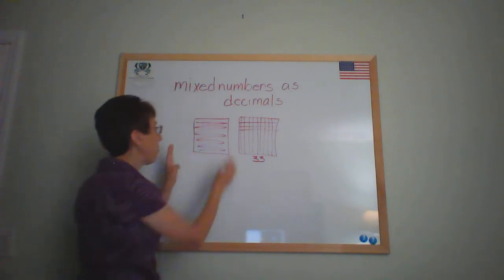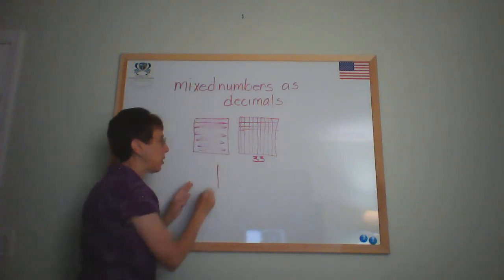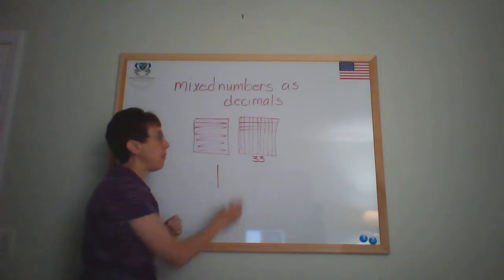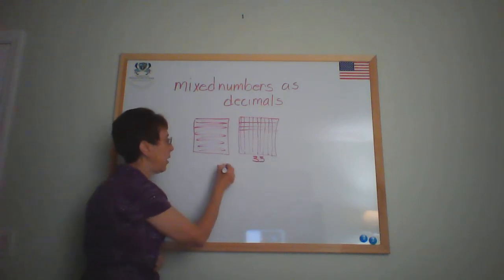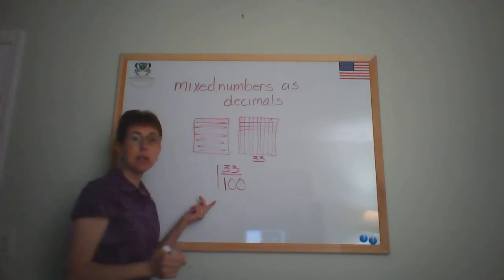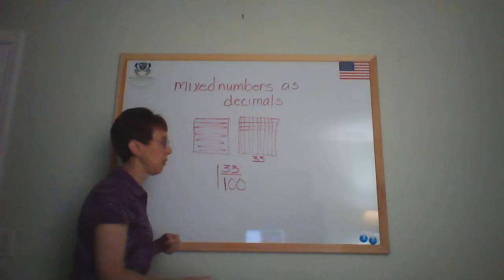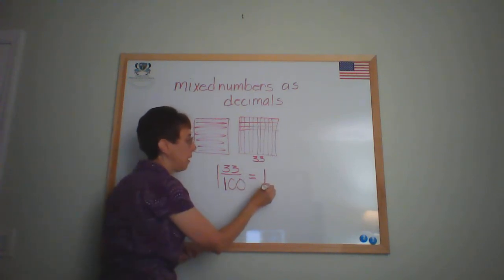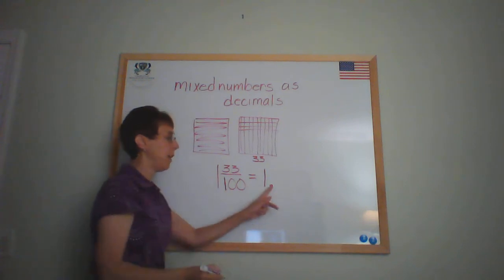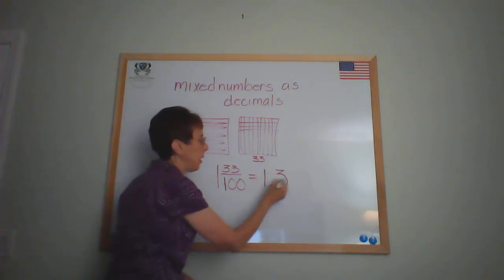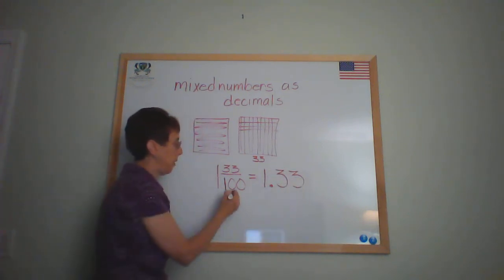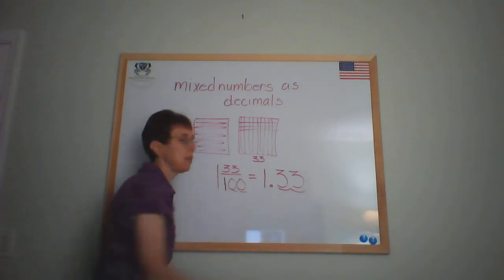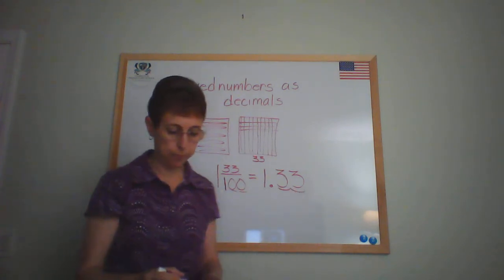So if you have one whole large square shaded in and you have 33 out of 100 small squares shaded in, this is what it would look like as a mixed number, 1 and 33 hundredths. And then to write that as a decimal, it's 1, your decimal point, 33. Again, remember that with hundredths, you have 2 places to the right of the decimal point.